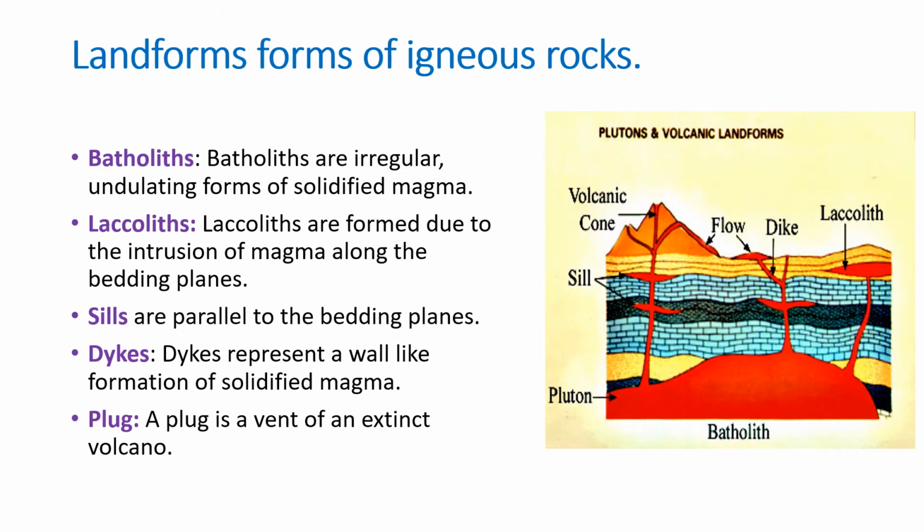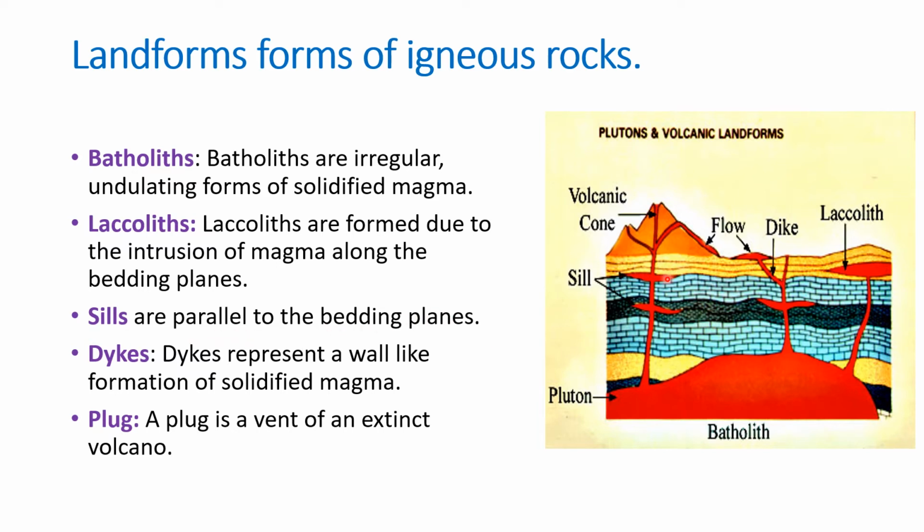Now you can identify some landforms formed by igneous rocks. The first we come to is batholiths. Now you can see batholiths are dome shaped, undulating, meaning rising and falling. Laccoliths. Laccoliths are intrusions of magma. Intrusion means going inside something along the bedding planes. Sills. Sills are parallel to the bedding planes.